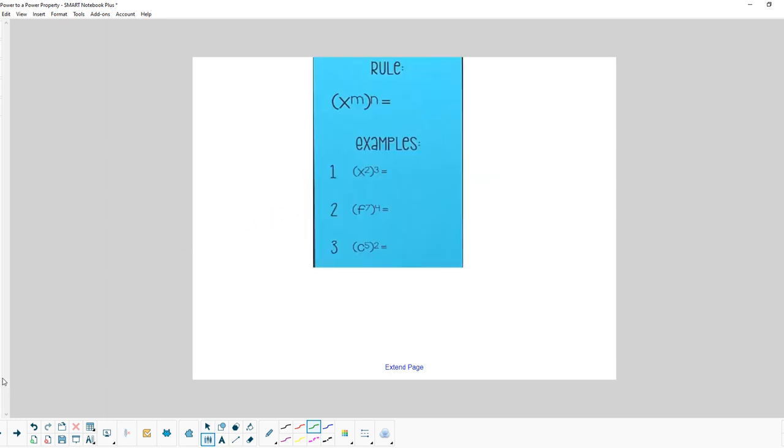All right, so here's the rule. The rule is when you have an exponent raised to another power, you just multiply the exponents together. So x to the m times n is what we're trying to illustrate with this. So our examples would be x to the 2 times 3 power, which is x to the 6, right?